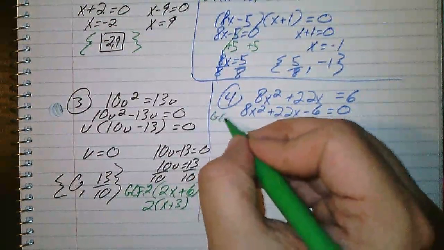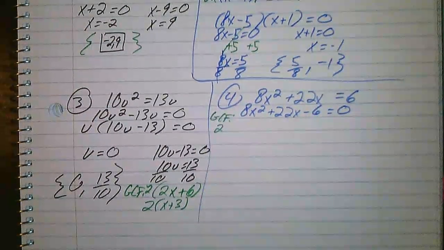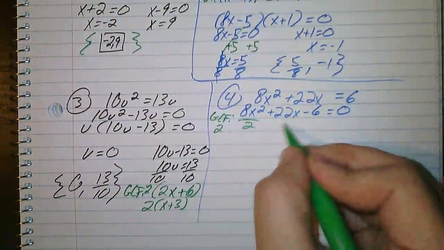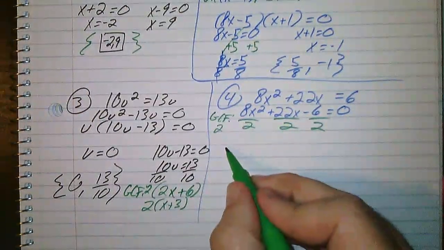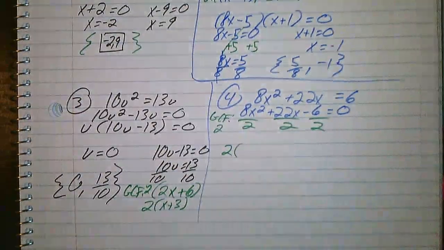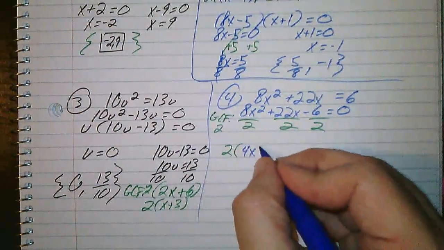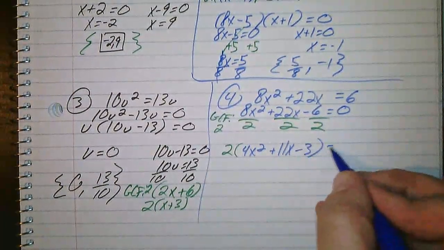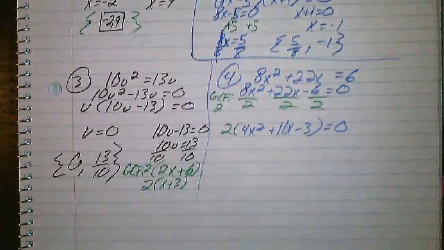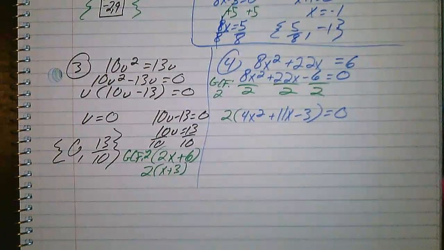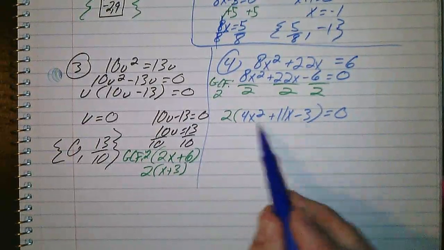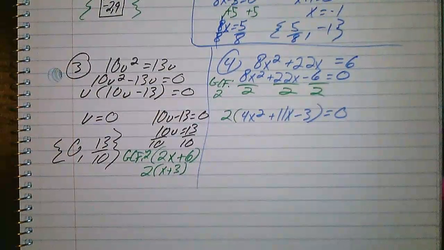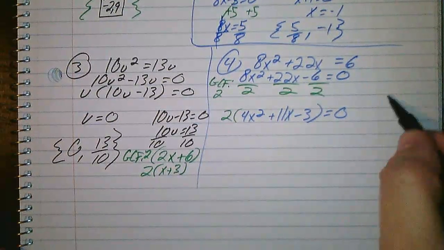So here we have a GCF of 2. I'm going to divide each term by 2. So we put our GCF out front, and then we have 4x squared plus 11x minus 3 equals 0. So we are going to factor this 4x squared plus 11x minus 3.